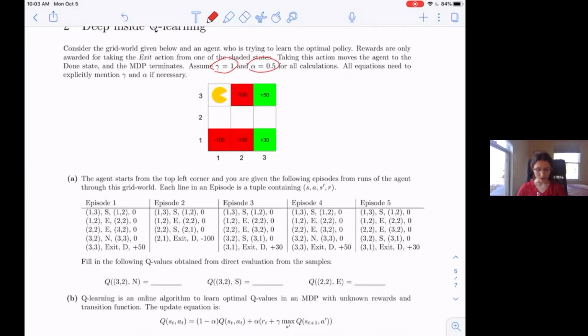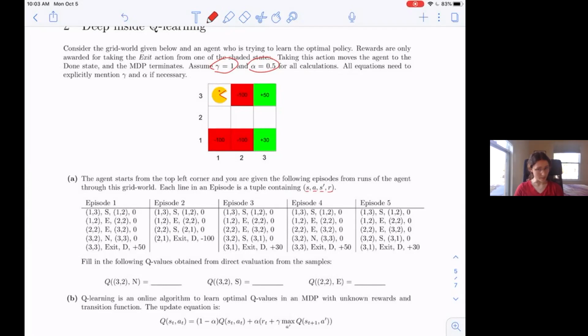The first problem says the agent starts from the top left corner, right here, and we're given the following episodes from runs of the agent through the grid world. Each line is an episode that contains a tuple, which is the state, action, next state, and the reward. The first problem says, fill in the following Q values obtained from direct evaluation from the samples. So let's remind ourselves, what's direct evaluation? Well, all direct evaluation does is fix a policy pi, and then have the agent experience several episodes while following this particular policy pi.